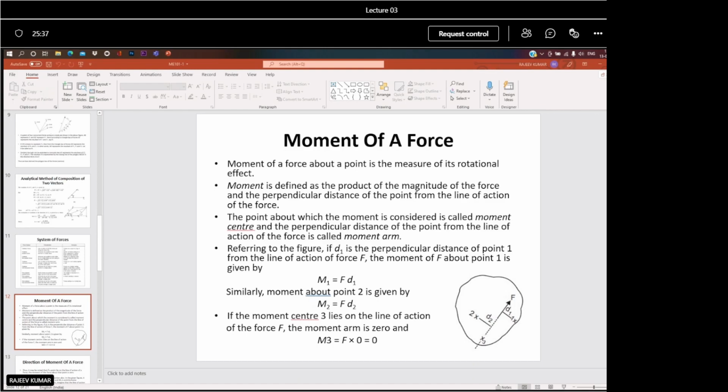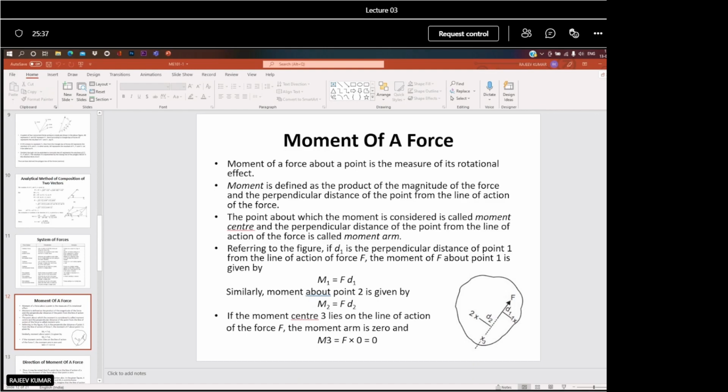So that's why you see, if you are applying a force and, about point 1x, assume that it is rotating. By point 1x, this rotational effect has been created. If you are applying the force, and that is the perpendicular distance, the moment will become F d1.